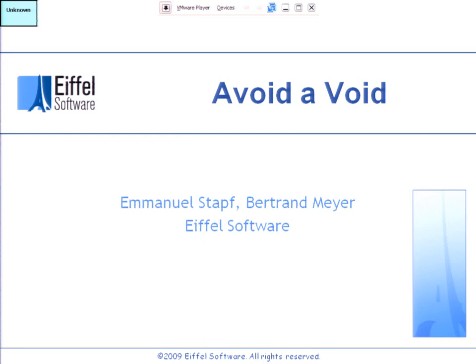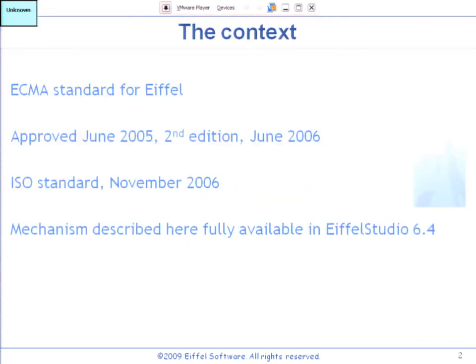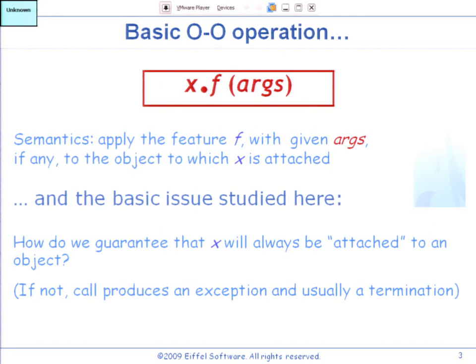My name is Emmanuel Stapf. I work for Eiffel Software. I've been around for 12 years. I was part of the team who developed Eiffel for .NET back in 1999-2000. Basically, Eiffel has been standardized via the ECMA organization back in 2005. We also had an ISO standard back in 2006. And what I'm going to describe today is available in the current version of EiffelStudio.